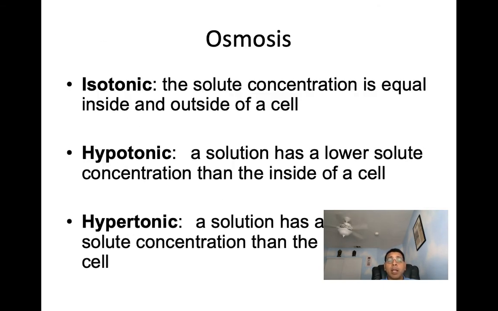Now, if we were to get a cell and place the cell in a hypertonic solution, a hypertonic solution is a solution that causes the cells to shrink or shrivel due to a loss of water. The prefix hyper means more than, and it refers to a solution with a higher percentage of solutes than the cell.